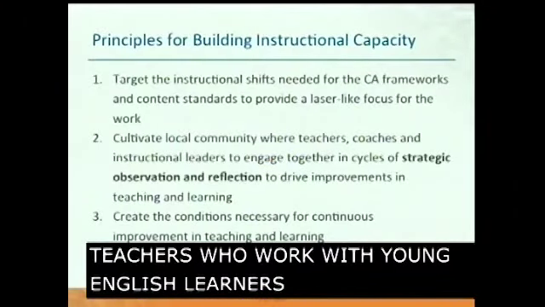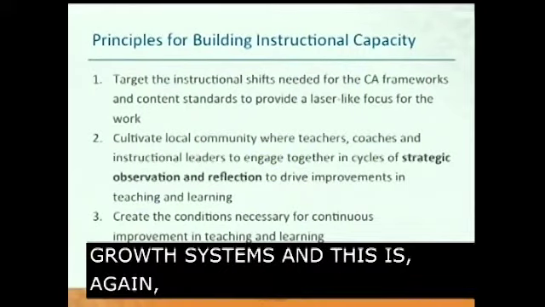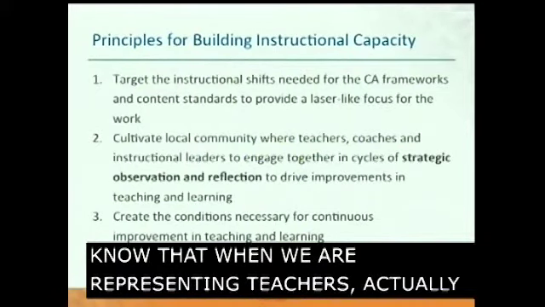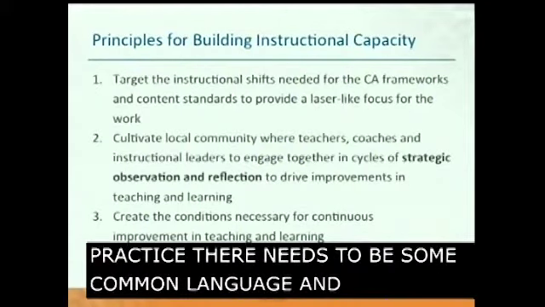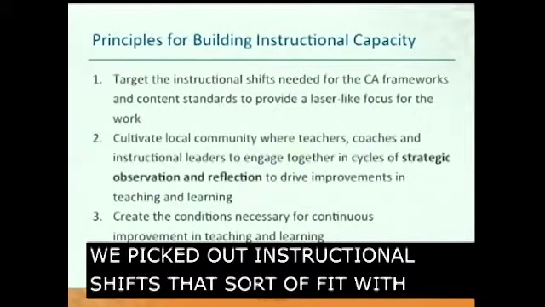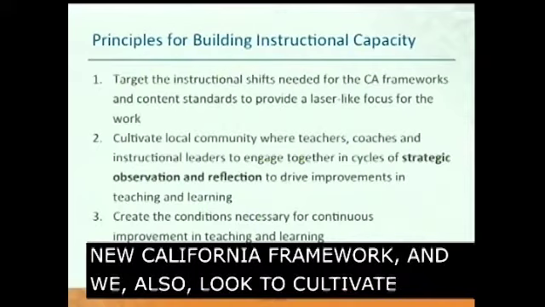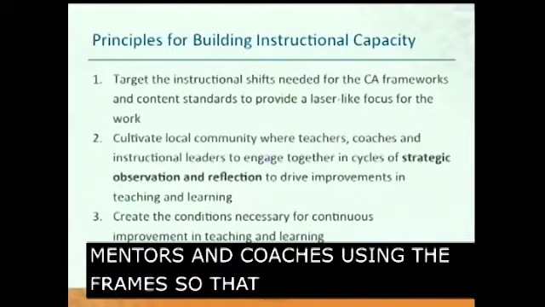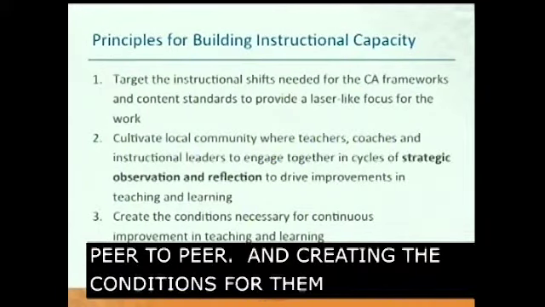So we talk about these professional growth systems, and this is again the big broad view. We know that when we're helping teachers actually know how to grow in their practice, there needs to be some common language and some target. So we picked out instructional shifts that fit with the new California framework. And we also looked to cultivate communities of teachers, mentors, and coaches using the frames so that they can share peer-to-peer, and creating the conditions for them to engage in that strategic observation and reflection.